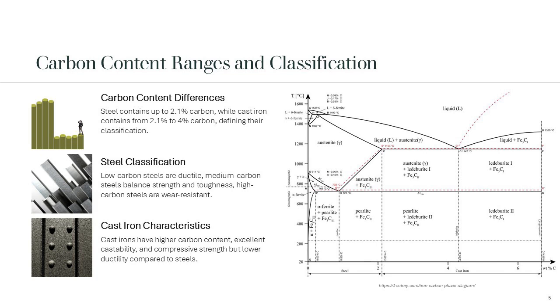Low-carbon steels, up to 0.3% C, are ductile and weldable. Medium-carbon steels, 0.3 to 0.6% carbon, offer balanced strength and toughness, and high-carbon steels, 0.6 to 2.1% carbon, are hard and wear-resistant. Cast irons, with higher carbon content, exhibit excellent castability and compressive strength but lower ductility. Understanding these classifications is crucial for selecting materials for specific engineering applications.